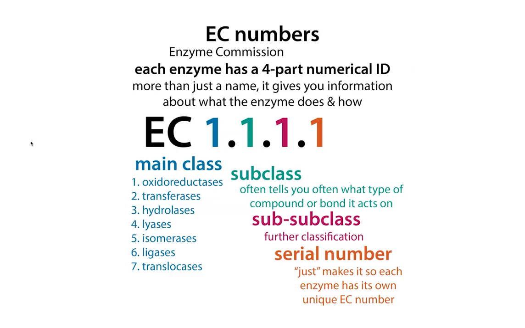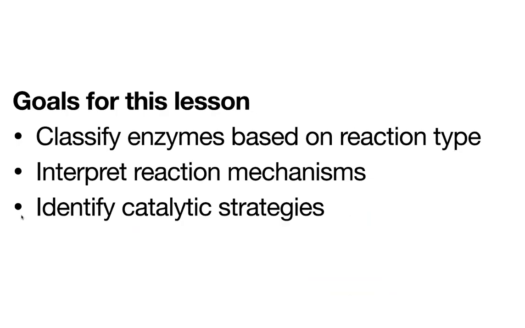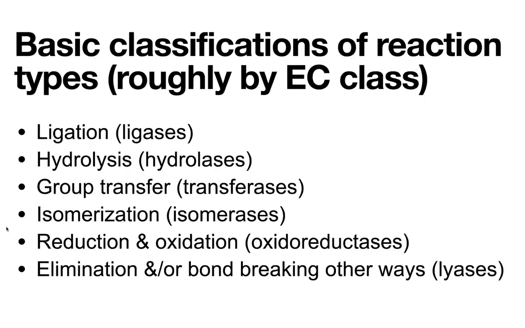And I don't need you to worry about which number corresponds to what, but rather I want you to be able to classify enzymes based on the types of reactions that they catalyze, because that's basically how they're sorted in this EC number system. And we'll use a sort of rough sorting of them. We're going to see ligation carried out by ligases. We're joining things together. Hydrolysis, this is going to be carried out by hydrolases. We're breaking things with water.